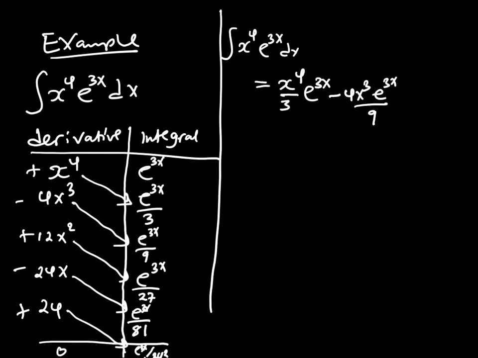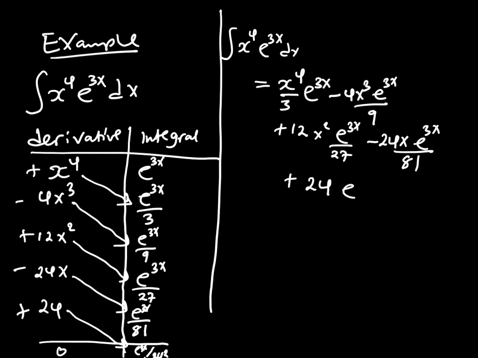Okay, then it will be a plus 12x squared e to power 3x over 27, then minus 24x e to power 3x over, this is going to be 81. Okay, then lastly plus 24 e to power 3x over 243, then plus a constant, and that's it. We have integrated the function so fast using this table.